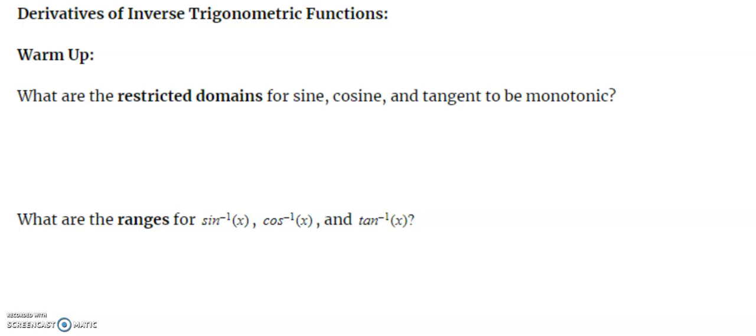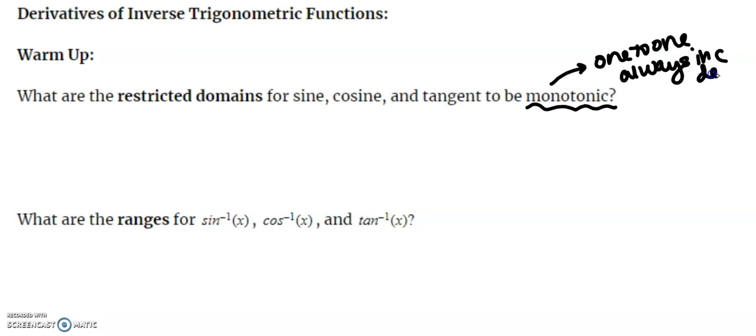So restricted domains for sine, cosine, and tangent in order to be monotonic, because remember, in order for a function to have an inverse that's a function, we have to have our original be monotonic. Well, monotonic means 1 to 1, always increasing or always decreasing, which means that f prime is always positive or f prime is always negative. Okay, well, let's think about each one of these graphs.